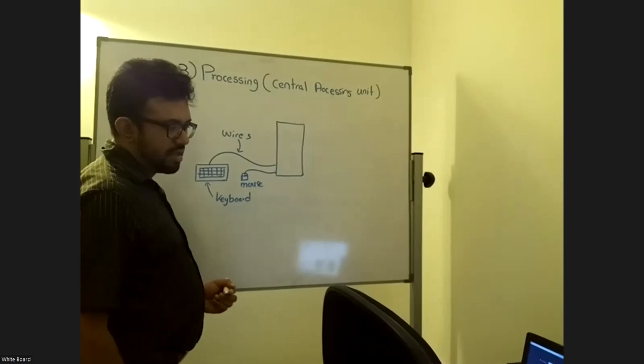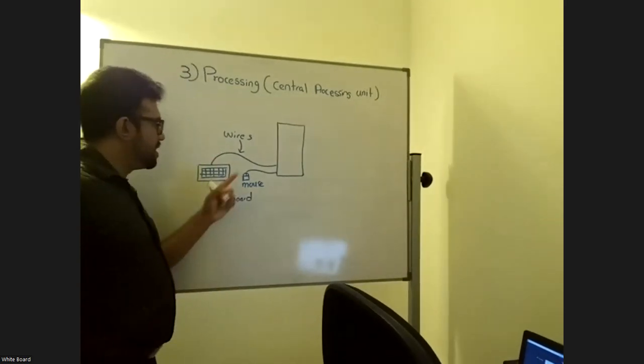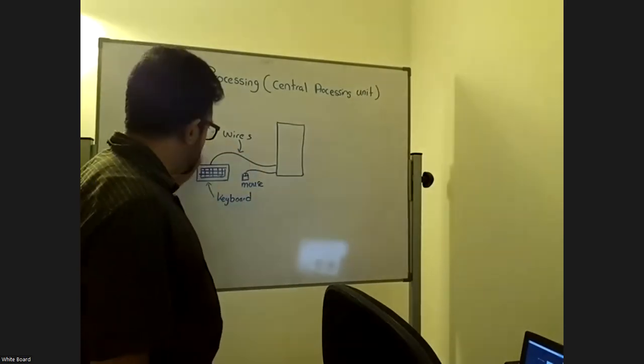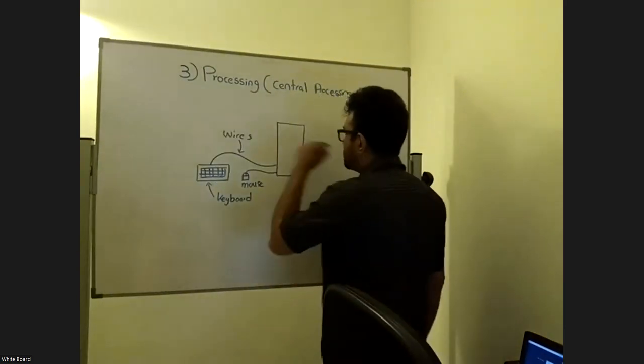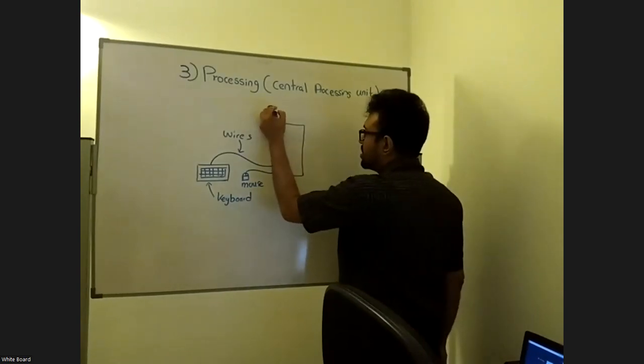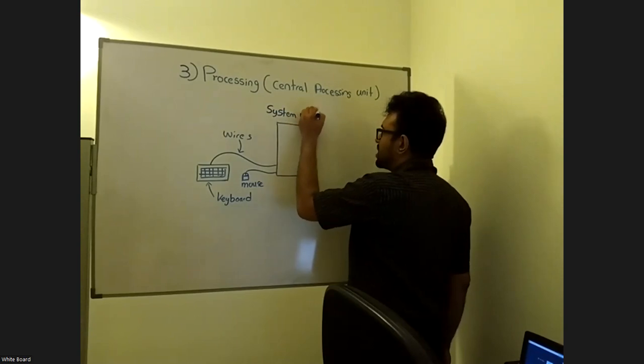Input and output. Not only input, mouse and keyboard. These two belong to input, right? Then what is this? This is called the system unit, the box that you can see in a computer.